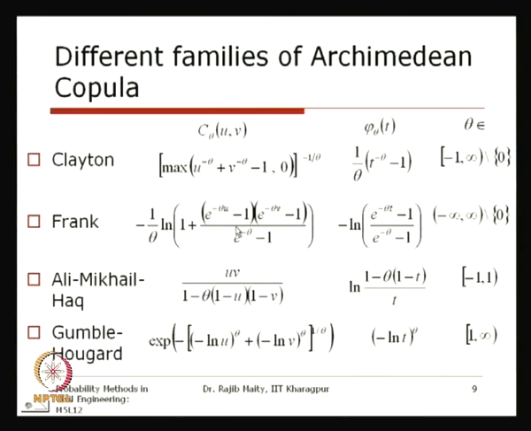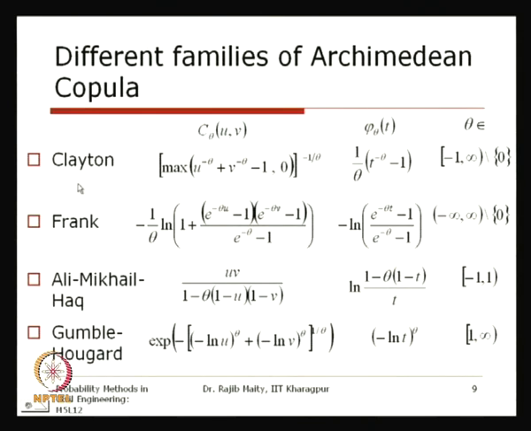So, we are in the class of Archimedean copula. What we are showing you now are the different possibilities. A few slides back I mentioned that there are many varieties available, and the range of their dependence also varies widely. So, here 4 different types of Archimedean copula are picked up for the discussion.